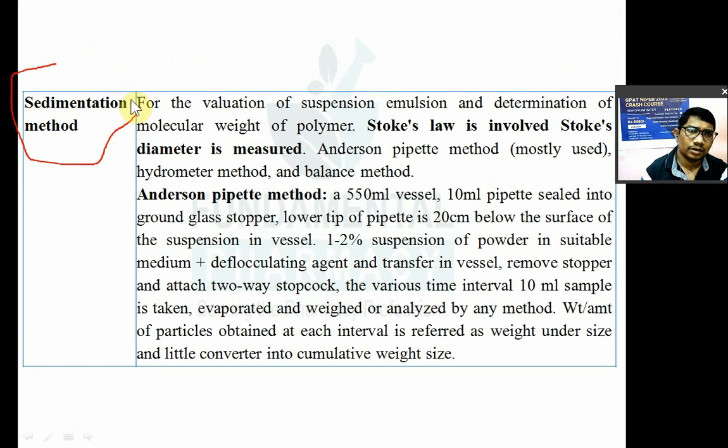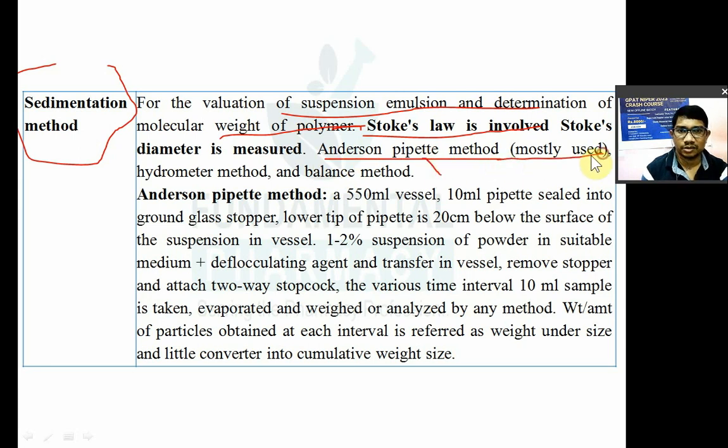For this way, sedimentation is useful for the measurement of particle size in the suspension, emulsion and determination of molecular weight of polymer also. In this, Stokes law is involved and Stokes diameter is measured. So in this sedimentation method, there are different methods. Sedimentation method में भी Anderson pipette method एक होता है और इसको simply pipette method भी बोलते हैं. And it is mostly used method under this sedimentation.